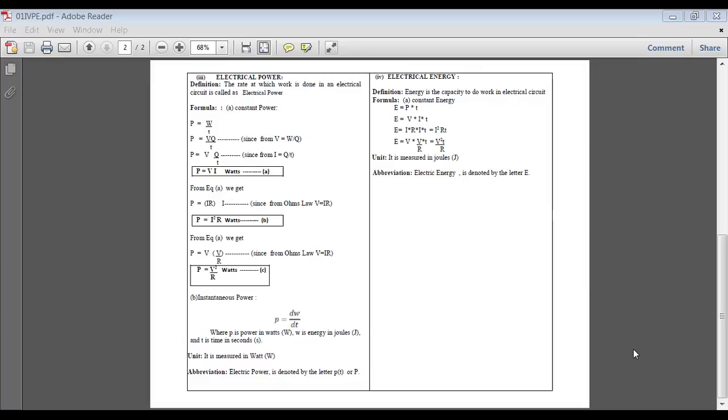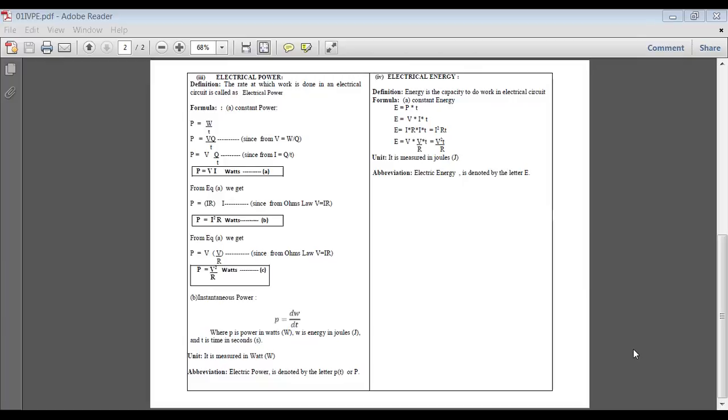Now we'll go for electrical energy. The definition of electrical energy: energy is the capacity to do work in an electrical circuit. The formula for constant energy, the first formula, is energy is equal to power into time.